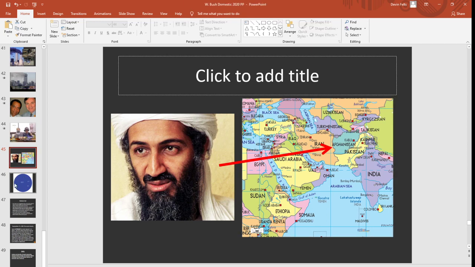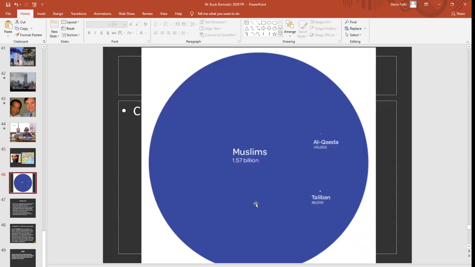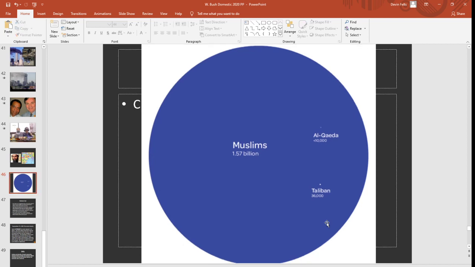So the important thing to remember, guys, is that there are 1.5 billion Muslims in the world, 1.5 billion practitioners of Islam, and Al Qaeda makes up a super small percentage of those Muslims around the world. And so these were people who had very extreme views. They did not follow mainstream religious practices of Islam, and really they don't represent the religion as a whole. Okay.